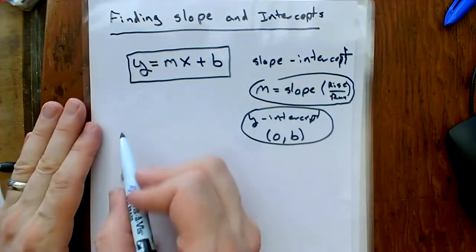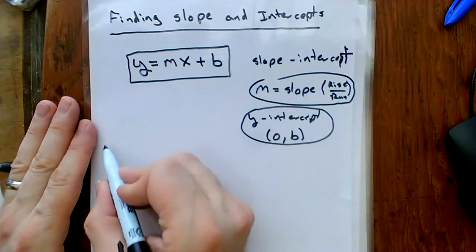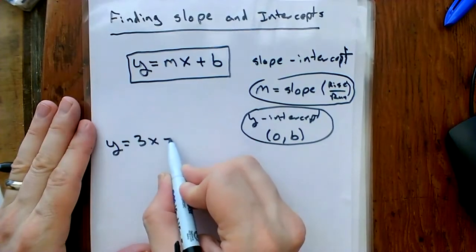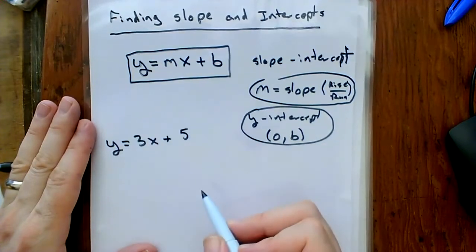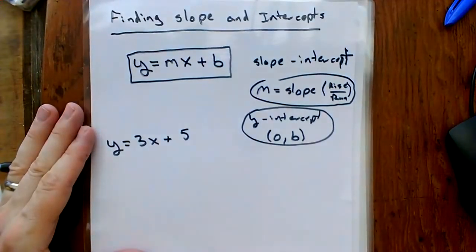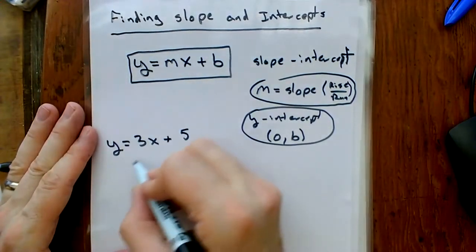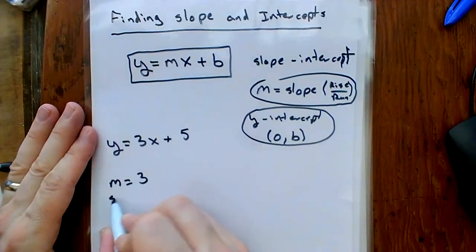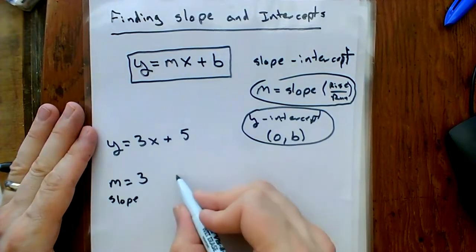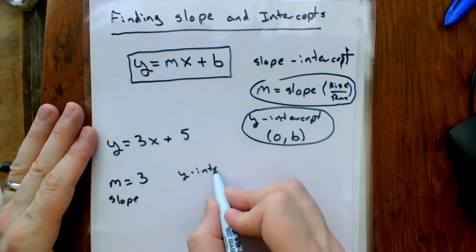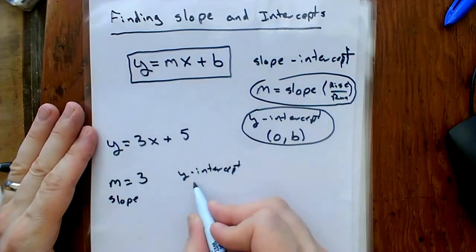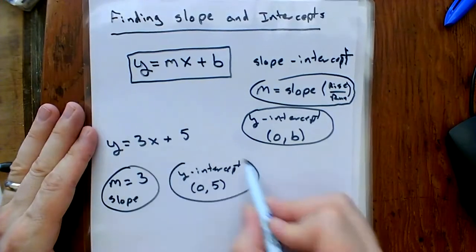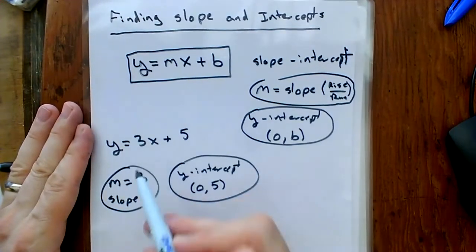So say I've got an equation of y = 3x + 5. Just at a glance, I can tell that my slope is equal to 3. And our y-intercept is (0, 5). Just like that, we get two pieces of information at a glance.